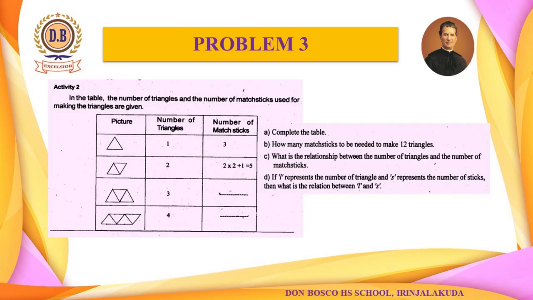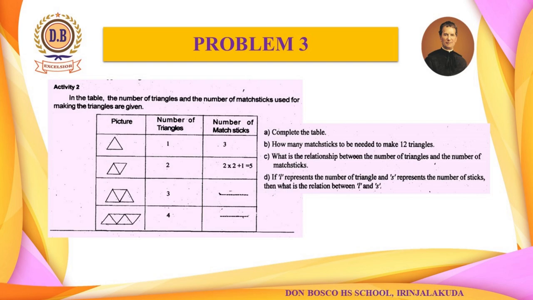Now, we can see our third question. Listen to the problem. Children, in this table, the number of triangles and the number of matchsticks used for making the triangles are given. In the first picture, one triangle we got and the matchsticks used is 3. In the second case, we got 2 triangles. For that, 2 into 2 plus 1 is equal to 5 matchsticks used. In the third case, we have 3 triangles and we have to find out how many matchsticks are used. In the fourth case also, we have to find out the number of matchsticks used. So, there are 4 questions.